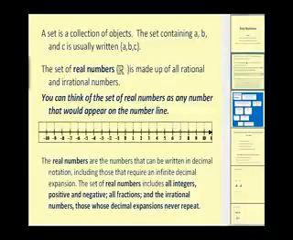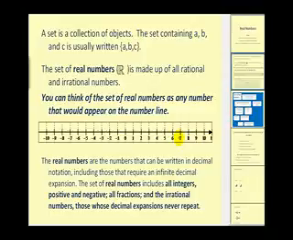A set is a collection of objects. The set containing A, B, and C is usually written with braces: {A, B, C}. The set of real numbers is made up of all rational and irrational numbers, which we'll define shortly. You can think of the set of real numbers as any number that would appear on the number line.